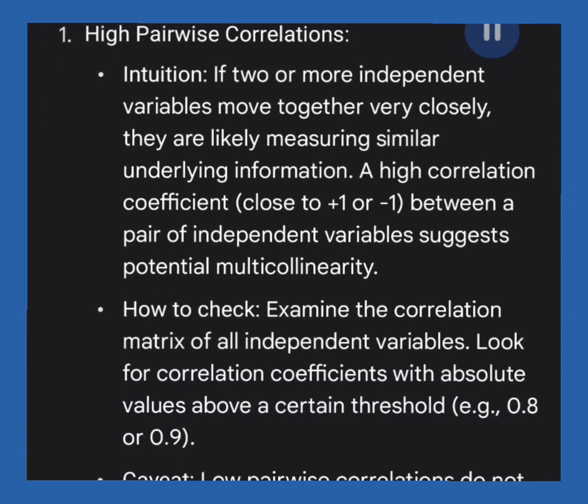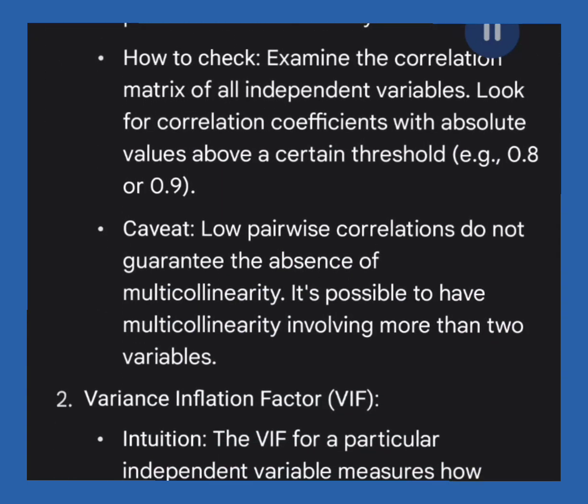How to check? Examine the correlation matrix of all independent variables. Look for correlation coefficients with absolute values above a certain threshold, e.g. 0.8 or 0.9. Caveat: low pairwise correlations do not guarantee the absence of multicollinearity. It's possible to have multicollinearity involving more than two variables.